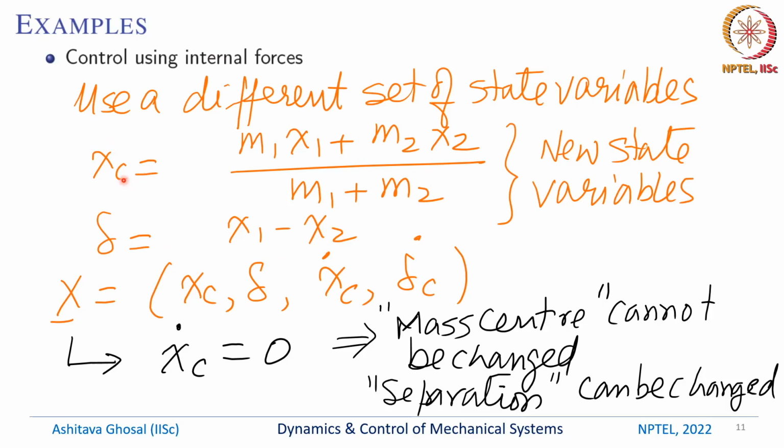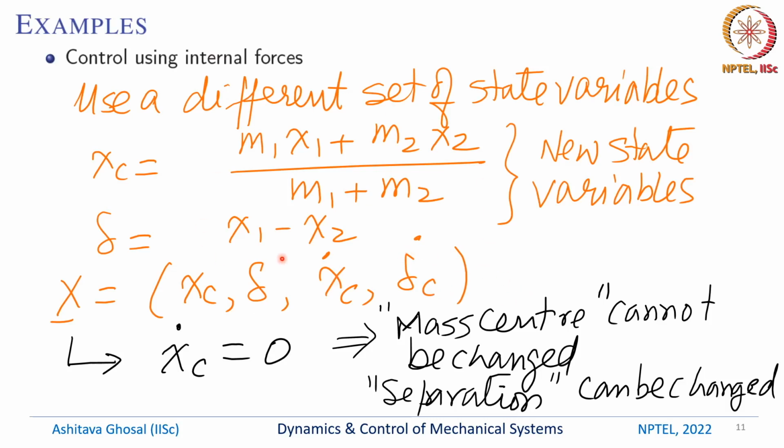So this is xc and delta, which are linear, which can be obtained by some change of coordinates of x1 and x2. So we basically do some linear transformation from x1, x2 to xc and delta. So delta, you can see, is just x1 minus x2. And what is xc? It is some combination of mass into x1 plus mass into x2 divided by the mass. Okay. So my new state variables are xc, delta, xc dot and delta dot.